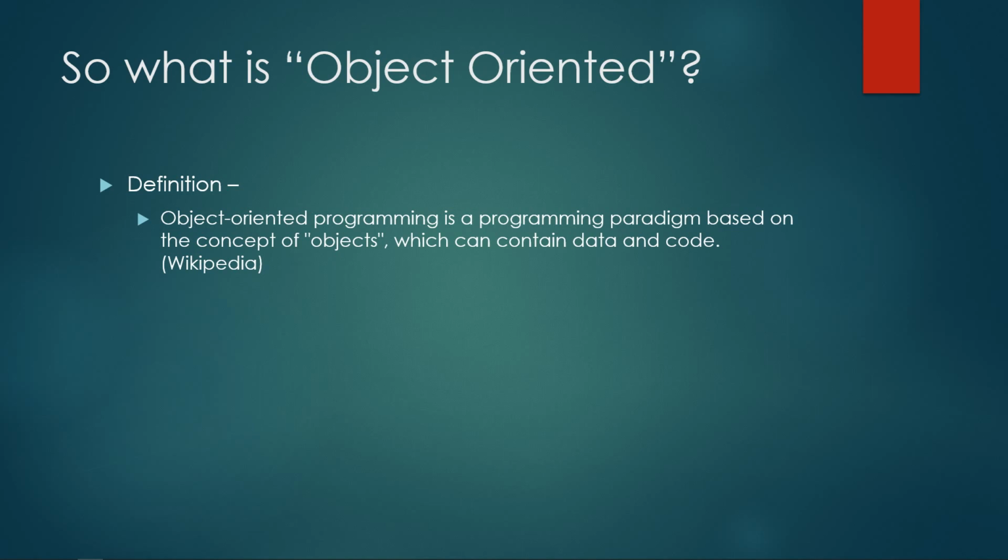So, what is object-oriented? Let me give you a bit of context for this topic. There are many types of programming methods, for example, procedural, functional, scripting, logical, and so on. One such type of programming paradigm is object-oriented programming. So let's look at the definition. Object-oriented programming is a programming paradigm based on the concept of objects, which can contain data and code. This is taken from Wikipedia, and this is the simplest way of defining what exactly object-oriented means. Let's move on to the next slide.